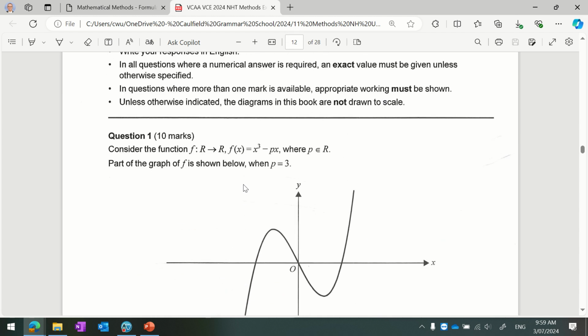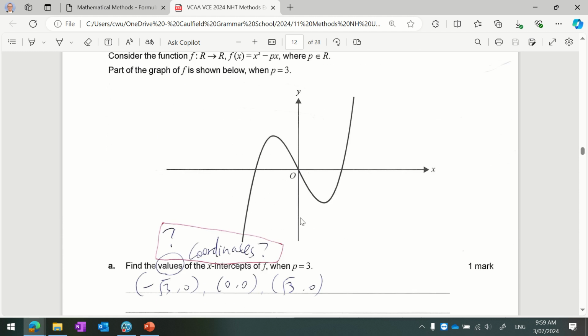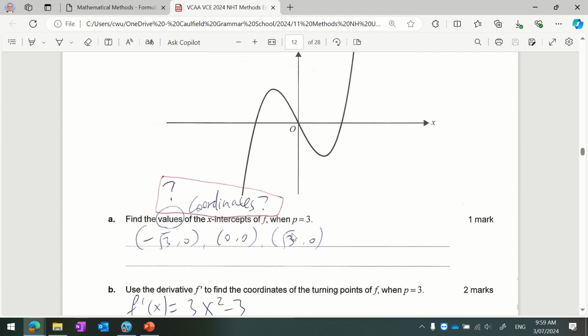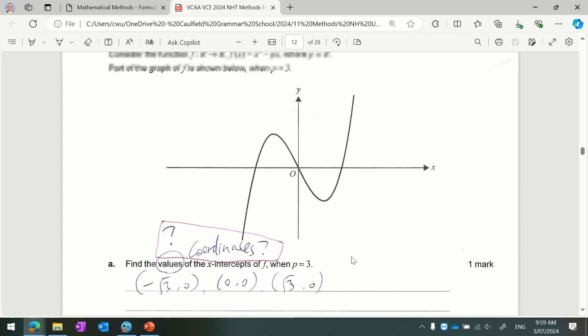Okay, so here we go. We have our function f. It's a cubic, x cubed minus px. p is an unknown, it is a real number. And here's part of the graph where p is equal to 3. First question says find the values of the x-intercept of f when p is equal to 3.